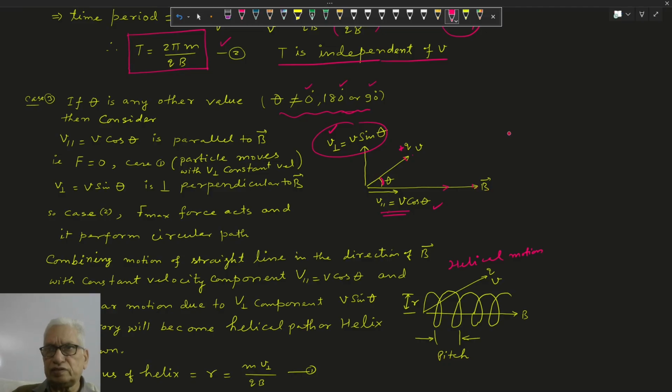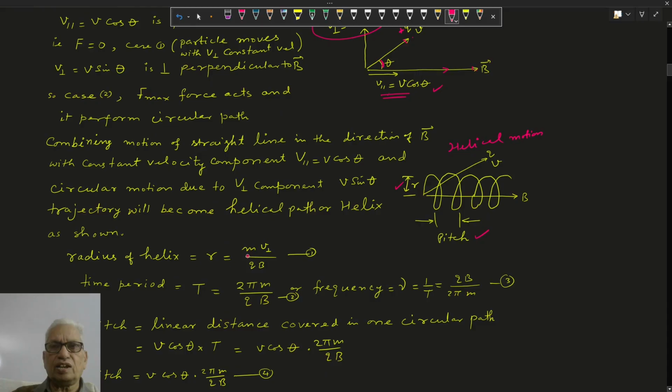We can find out the radius and we can find out the pitch of this helical path. Here radius will be, again by equating the two forces, magnetic force and the centrifugal force, we get the same result, but the perpendicular component is there, that is v sin theta. So the radius of the helix is r = m v perpendicular upon qB, and the time period 2πm/qB and frequency are both independent of speed, as we have discussed earlier also.